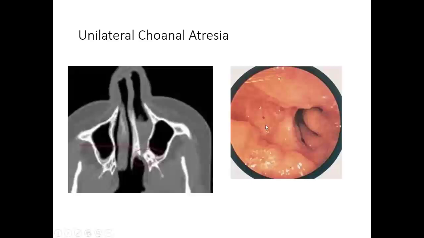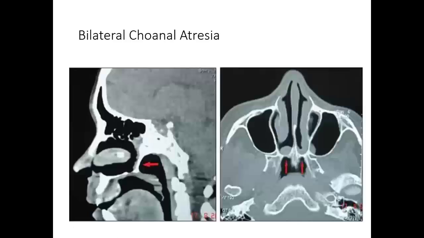In an endoscopic view, when you pass the endoscope, there will be a lot of secretions in the nose, but once you have sucked out the secretions, this will be the appearance. This is the appearance looking from the nasopharynx side. You can see the other side has a normal opening, and on this side the opening is closed. In bilateral choanal atresia, you can see both openings are closed off. And the sagittal section shows a thick bony wall in that area.